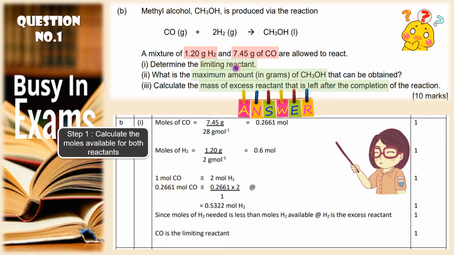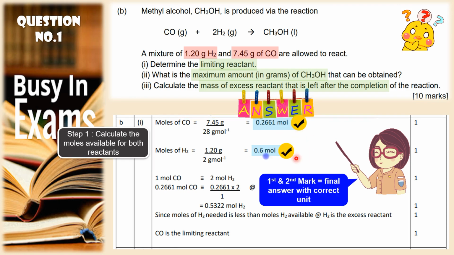So first of all, you have to calculate the mole available for both reactants. Remember, for the number of mole, you should present it in 3 to 4 decimal places with the correct unit, that is mole. The mark is given to the calculation of mole with the correct unit.